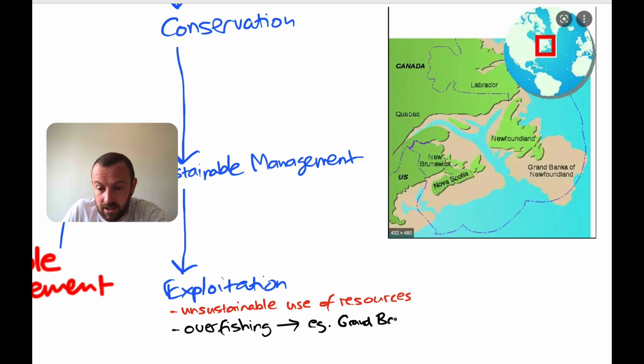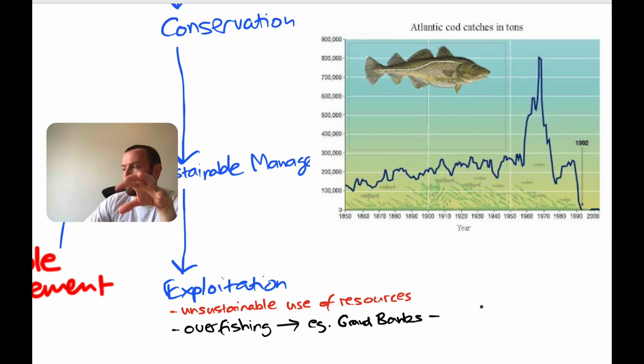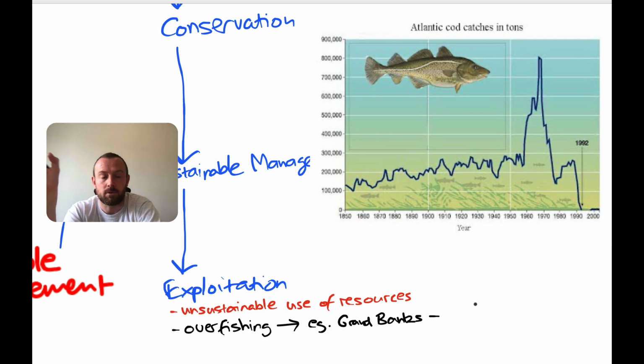I forget the exact years, but the Grand Banks in Canada used to be packed with cod, loads of cod. It was the biggest cod fishery in the world. People fished it for 50 years, 100 years. But the problem was that people got better and better at fishing, better at extracting all the cod they could from the sea. At some point, it became unsustainable. The cod were being harvested faster than they could breed.